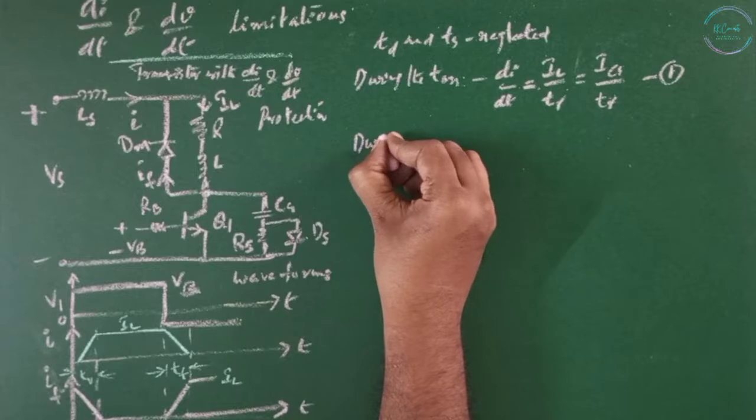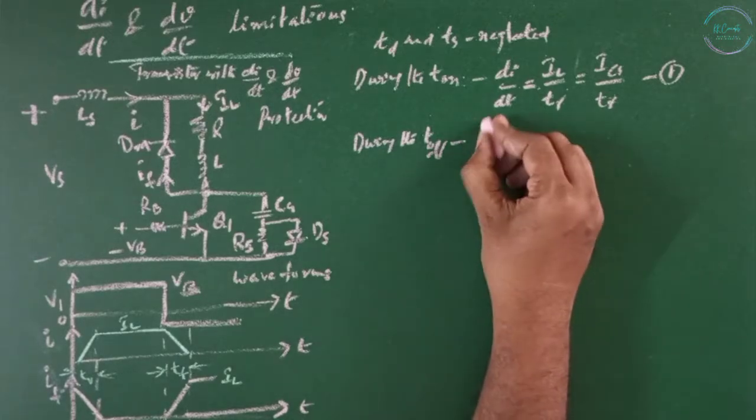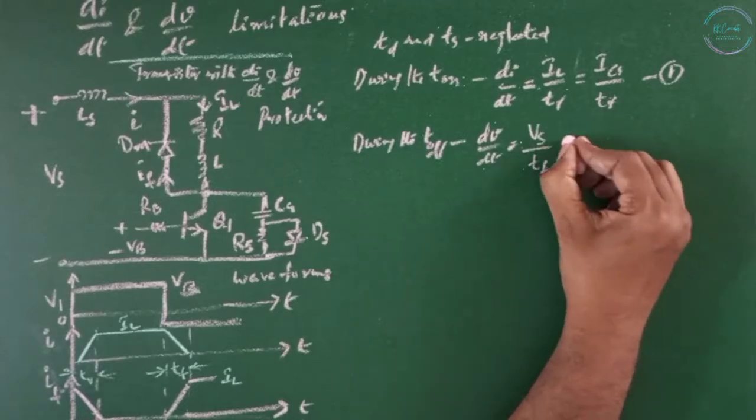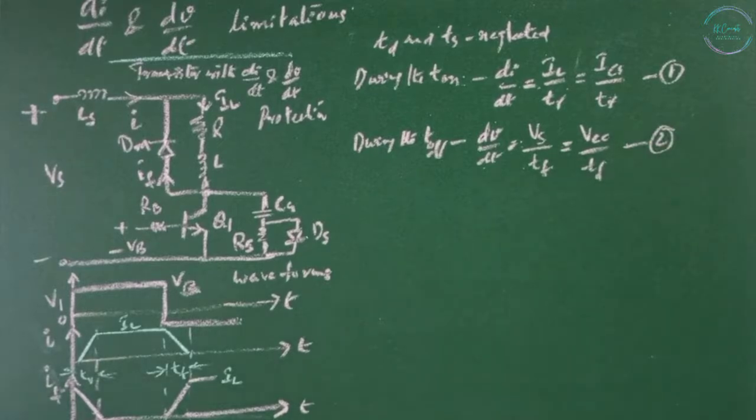During the turn-off, the collector-emitter voltage must rise in relation to the fall of the collector current, and dV/dt equals Vs divided by the fall time Tf, which is Vcc by Tf. That is equation number 2. The conditions of di/dt and dV/dt in the above equations are set by the transistor switching characteristics and must be satisfied during the turn-on and turn-off.